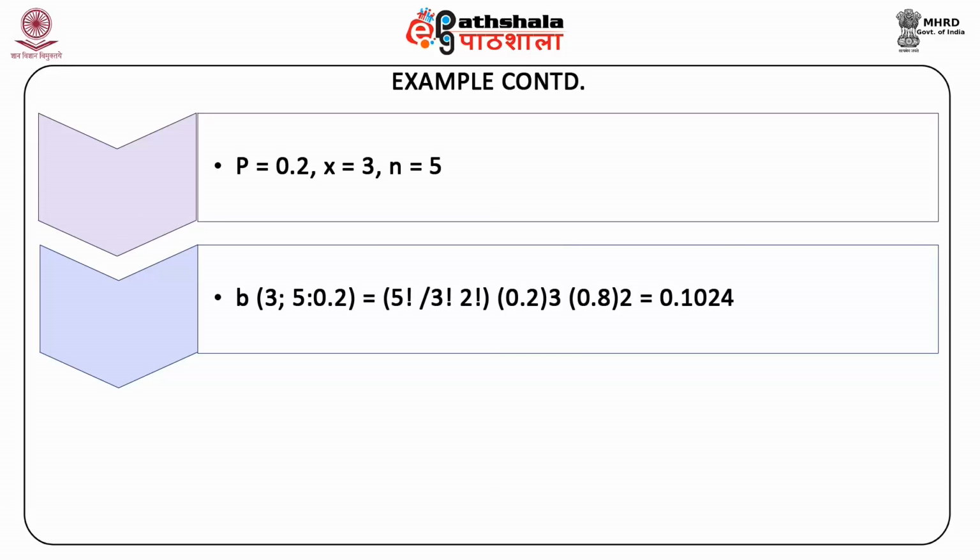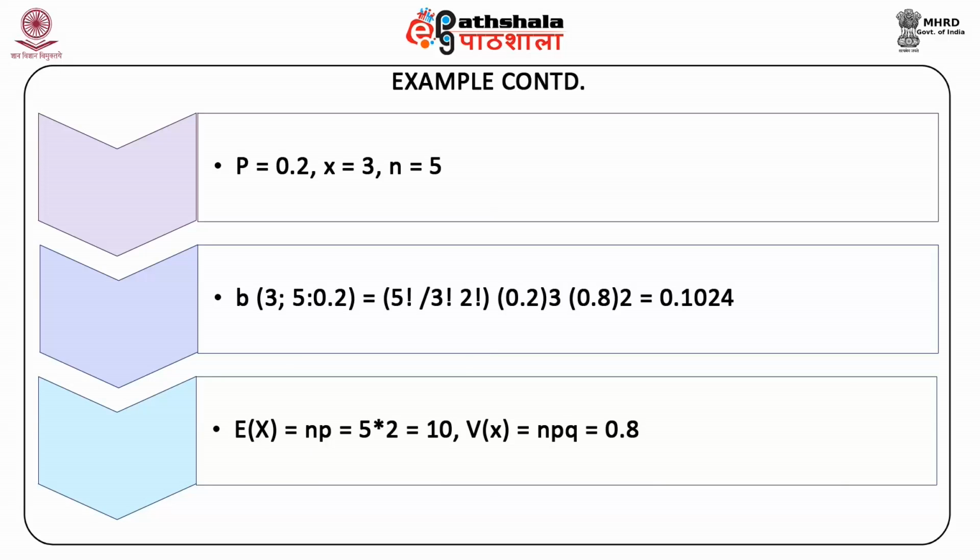Now, b of 3, 5, 0.2 is equal to 5 factorial upon 3 factorial multiplied by 2 factorial, whole into 0.2 to the power 3 into 0.8 to the power 2, which is equal to 0.1024. E of x is equal to np, which is equal to 5 multiplied by 0.2, equal to 1. Now, V of x is equal to npq, which is equal to 5 into 0.2 into 0.8, which is equal to 0.8.